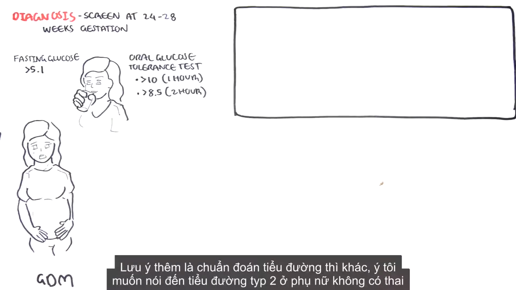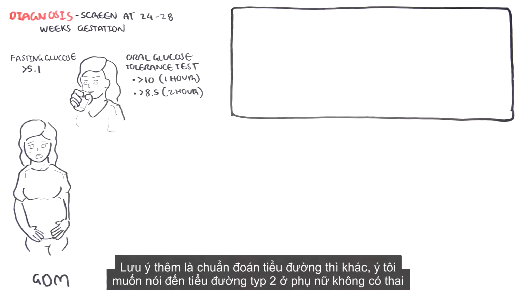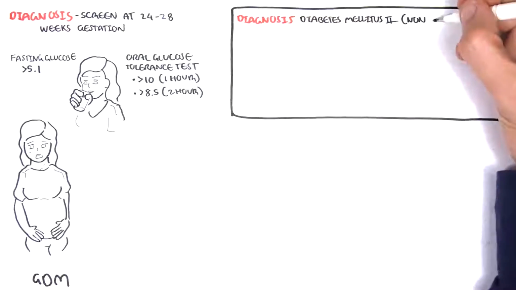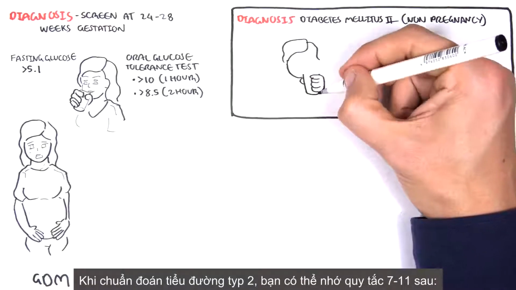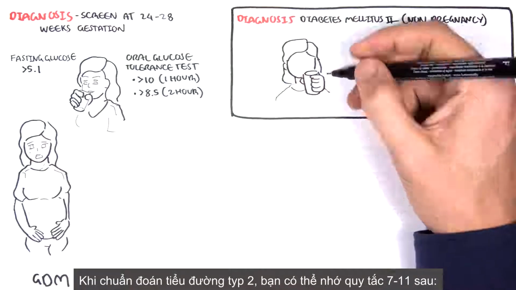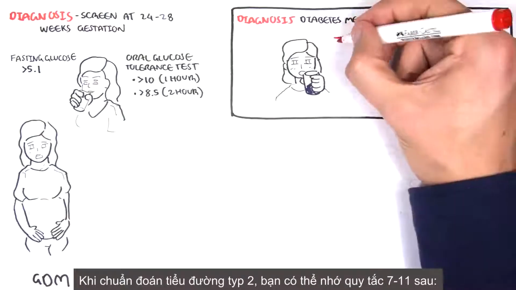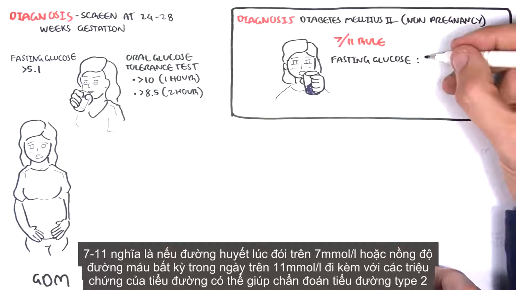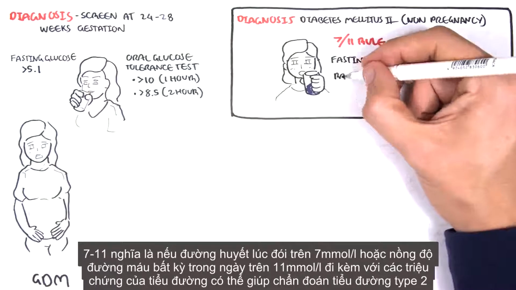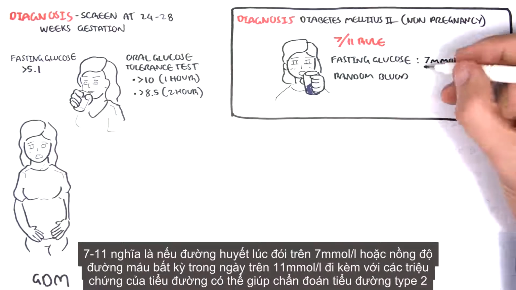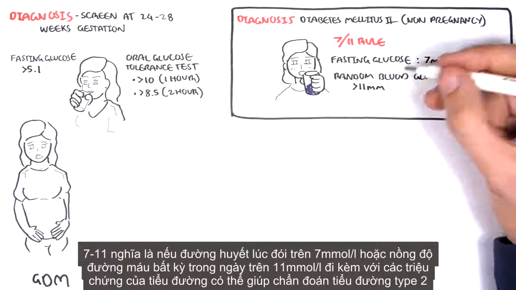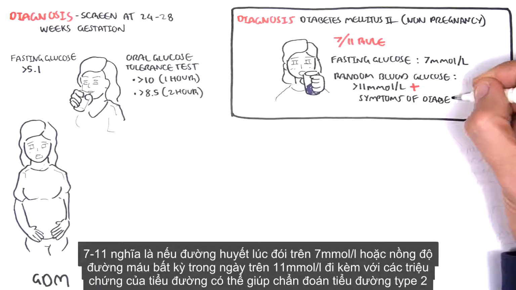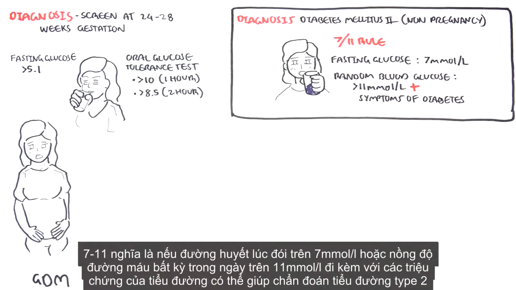On a side note, diagnosing diabetes is different. What I mean is diagnosing diabetes type 2 in non-pregnant women. You can think of diagnosing diabetes type 2 as the 7-11 rule. 7-11 rule meaning a fasting glucose greater than 7 millimoles per liter, or a random blood glucose greater than 11 millimoles per liter with symptoms of diabetes can help with the diagnosis of diabetes type 2.